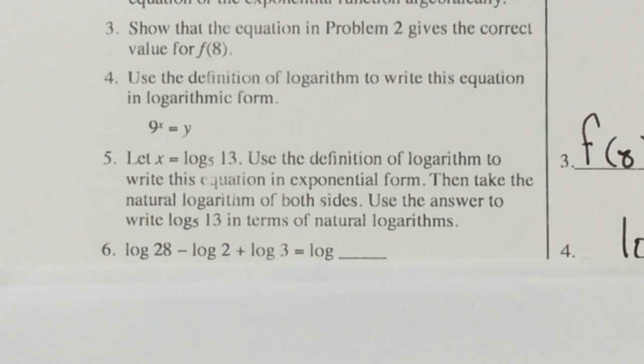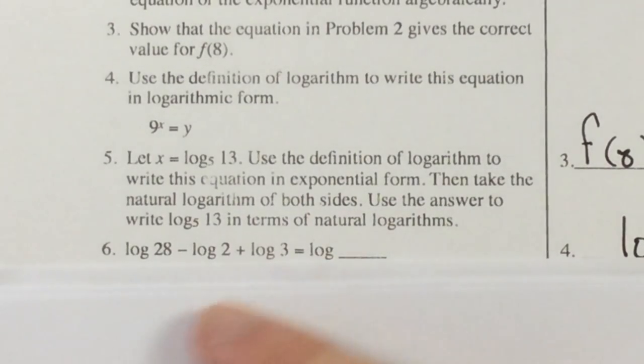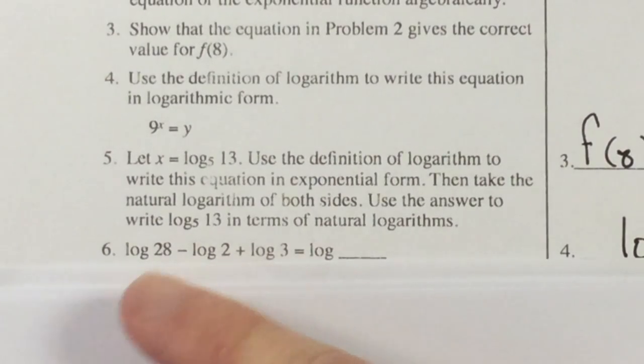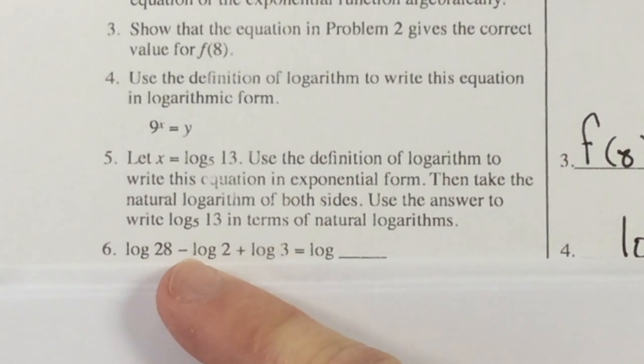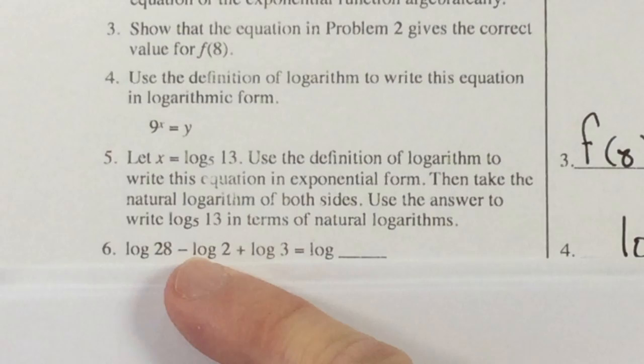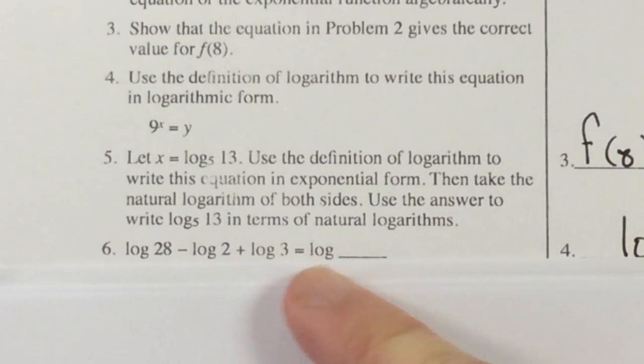There we go. The log of 28 minus the log of 2 plus the log of 3. If we're subtracting, we're dividing. So log of 28 minus log of 2 is the same as the log of 14. Plus the log of 3 means we're multiplying. So the log of 14 plus the log of 3 is equal to the log of 42.